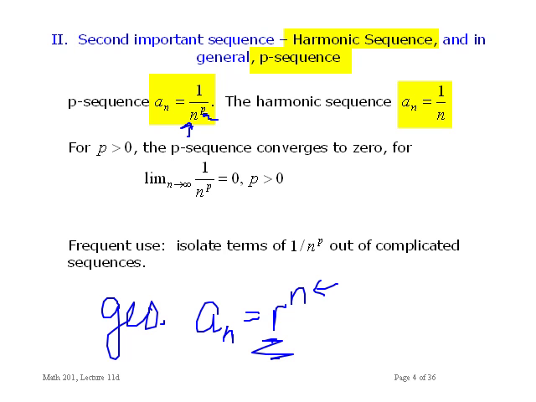If p is greater than 0, the P sequence converges to 0. That means all these terms will be getting smaller and smaller, and as n goes to infinity, they approach 0. By terms, I mean the whole thing, because the denominator is getting bigger. The frequent use of this is to isolate terms 1 over n to the p out of complicated sequences. That's a big application of these P sequences.